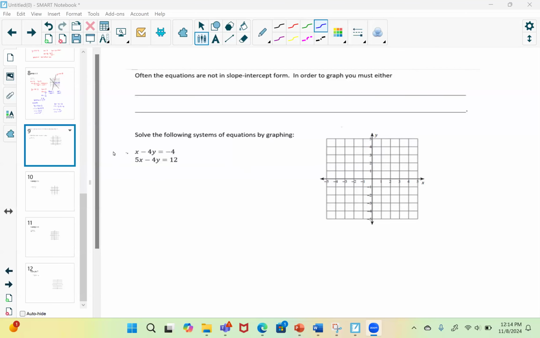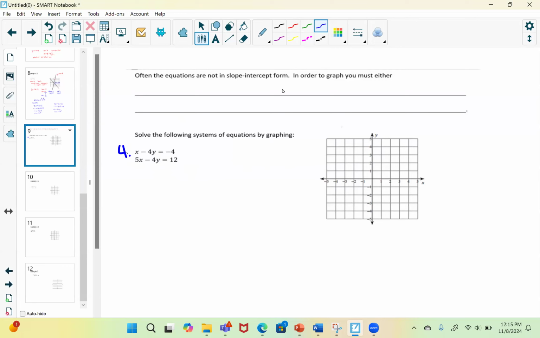So now we're gonna look at the part starting right above example 4. And what happens is sometimes the systems of equations are not in slope-intercept form. They're not in y equals mx plus b. So we have to use our other techniques to graph.